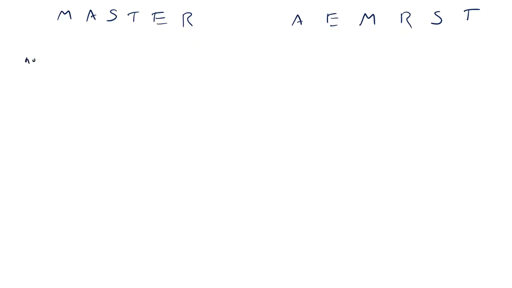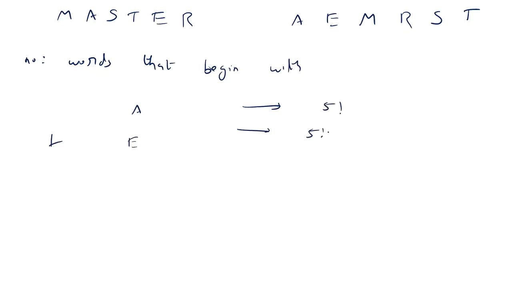The number of words that begin with A is going to be 5 factorial, plus the number of words that begin with E is again 5 factorial. Now I cannot count all the words that begin with M. So here I have to be a little bit careful. I am making a further division here, plus I have to count all the words that begin with MA.